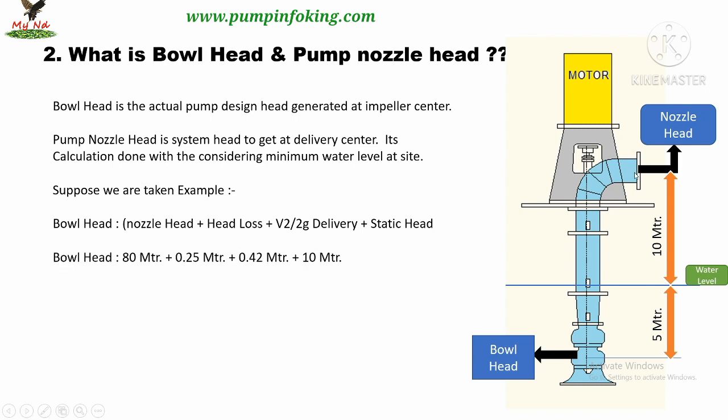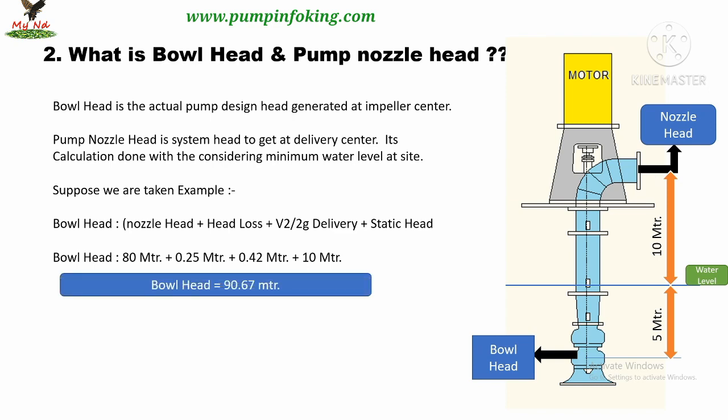Okay. Suppose at the delivery center we are getting 80 meters head, which means the nozzle head is 80 meters, plus 0.25 meters of head loss, which means the friction loss. The velocity head, V squared by 2g, of the delivery pipe is 0.42 meter, and plus 10 meters is the static head from water level to delivery center. So total bowl head is equal to 90.67 meters. Okay, here we are getting the bowl head.